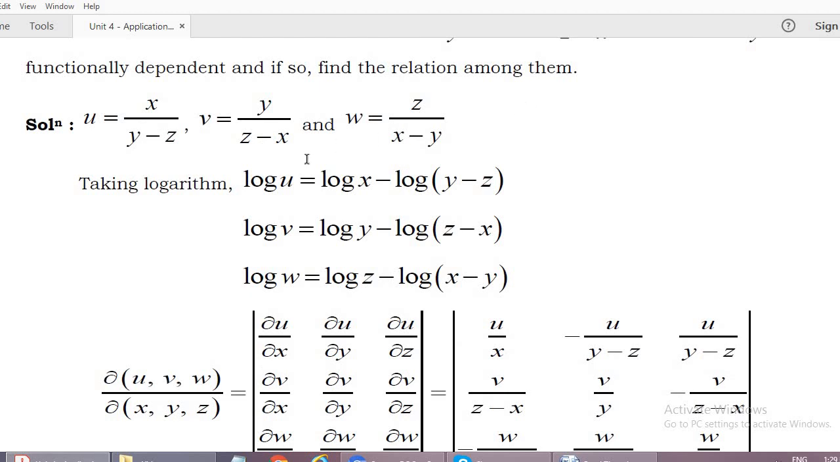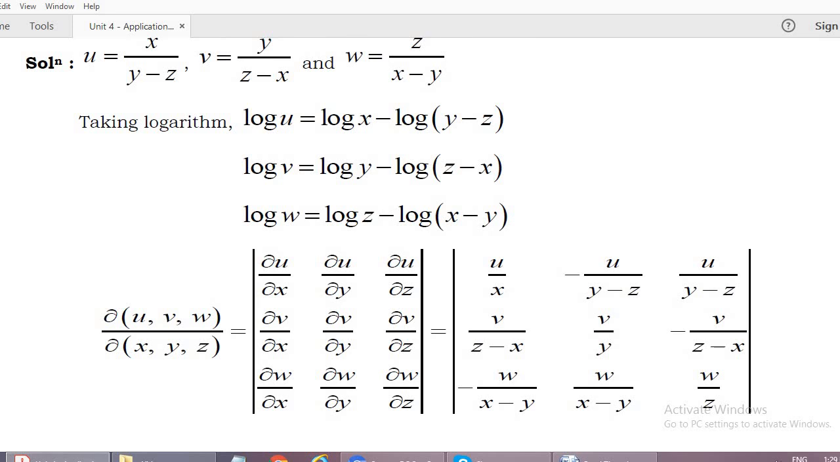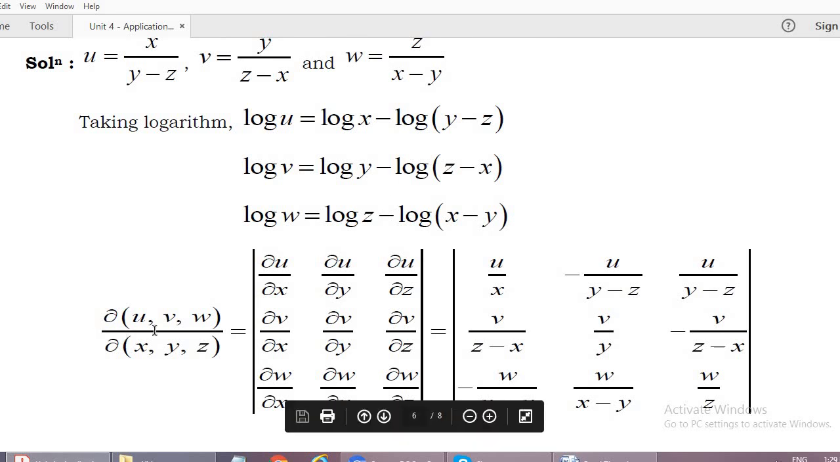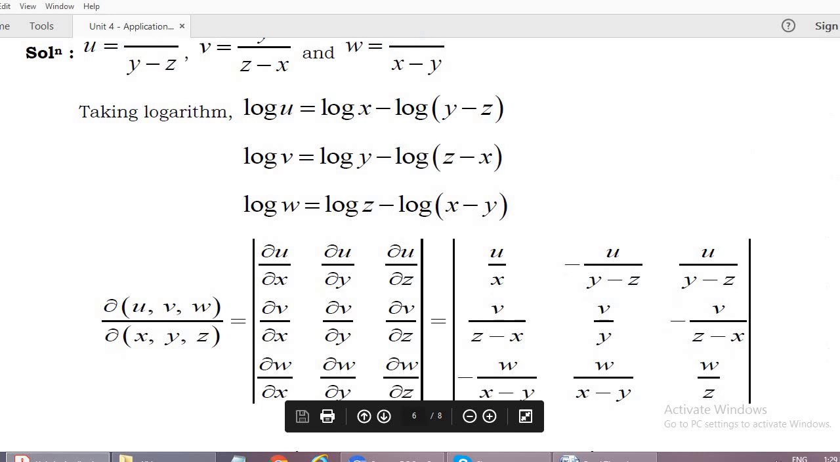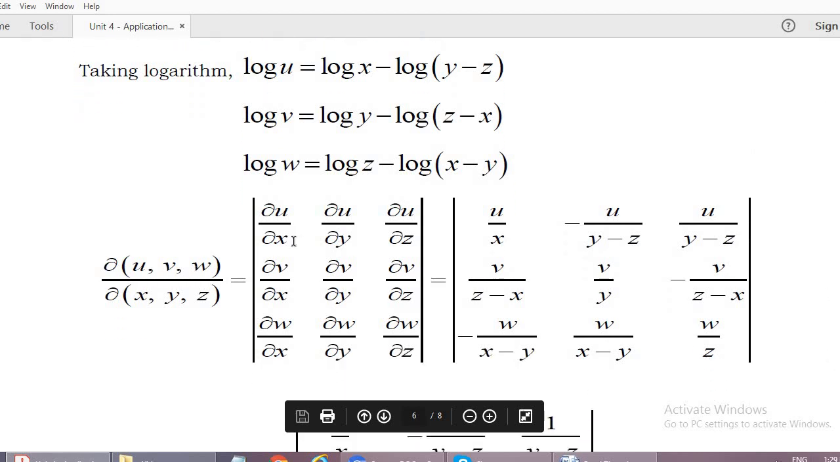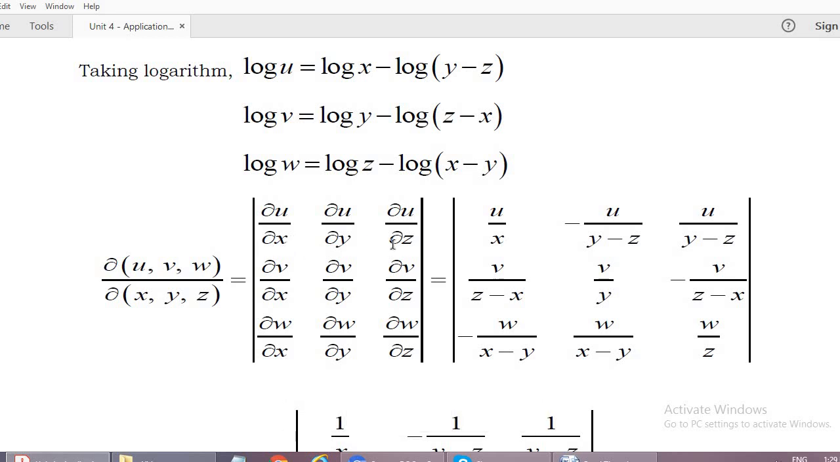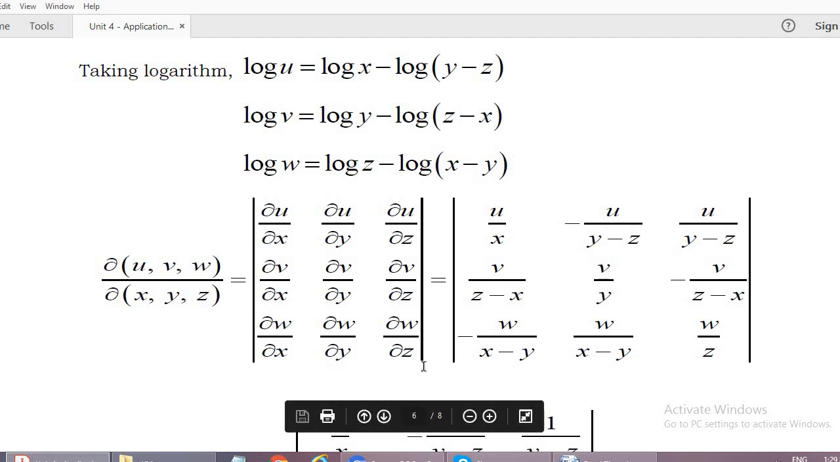It will be easier to take the partial derivatives if we are taking the logarithm. So taking log of u equal to log of x minus log of y minus z. Likewise, we take log of v and w also. And let us see here Jacobian of u, v, w with respect to x, y, and z. That is, these are the first order partial derivatives, and from this we have to obtain the value of the determinant.